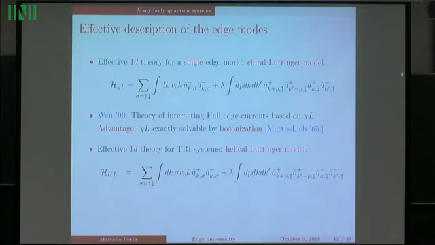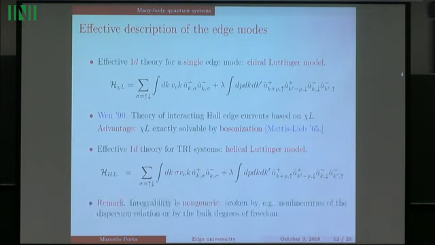The other effective model is an effective model for time reversal invariant systems. That's the helical Luttinger model. And here what you assume is that you have two families of fermions with opposite velocities, and the velocities are now locked with the spin. So if you have a given spin, the velocity is positive. If you have the opposite spin, the velocity just changes sign. Okay. Again, also this model can be solved by bosonization, and the remark here is that integrability is non-generic. So as soon as you introduce perturbations, let's say you replace the linear dispersion relation by a nonlinear one, or you include bulk degrees of freedom, then you just lose all the integrability properties of your quantum system.